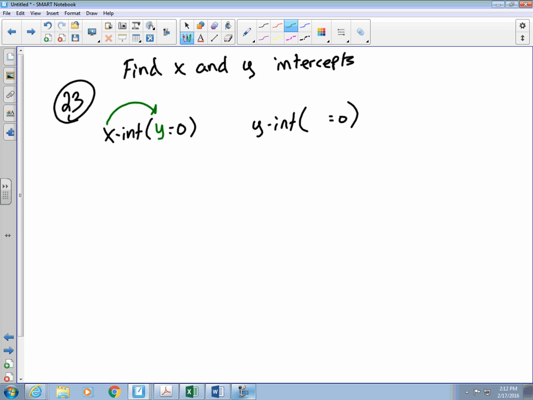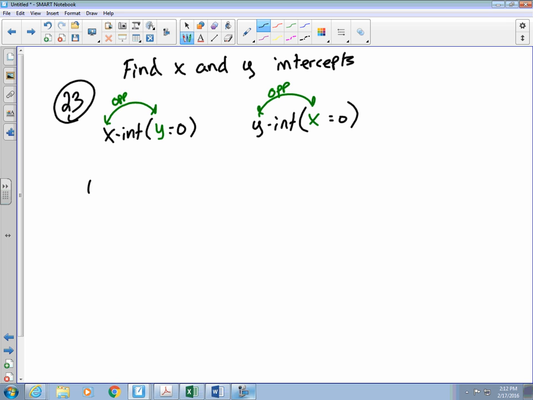So see, that's what I'm thinking. That's how I personally memorize it. So here I'm going to put in x. Okay, so y-intercept, I'm going to put in 0 for x. X-intercept, I'm putting 0 in for y.